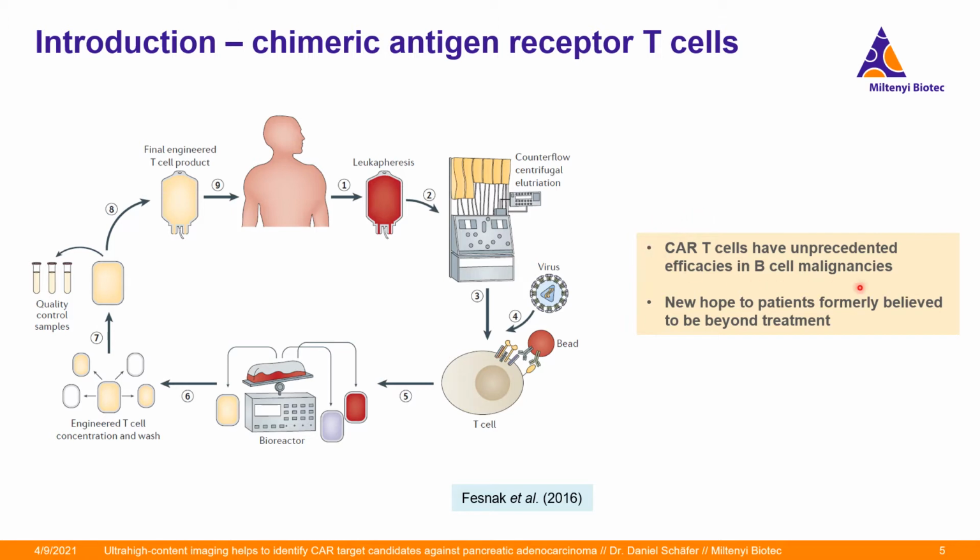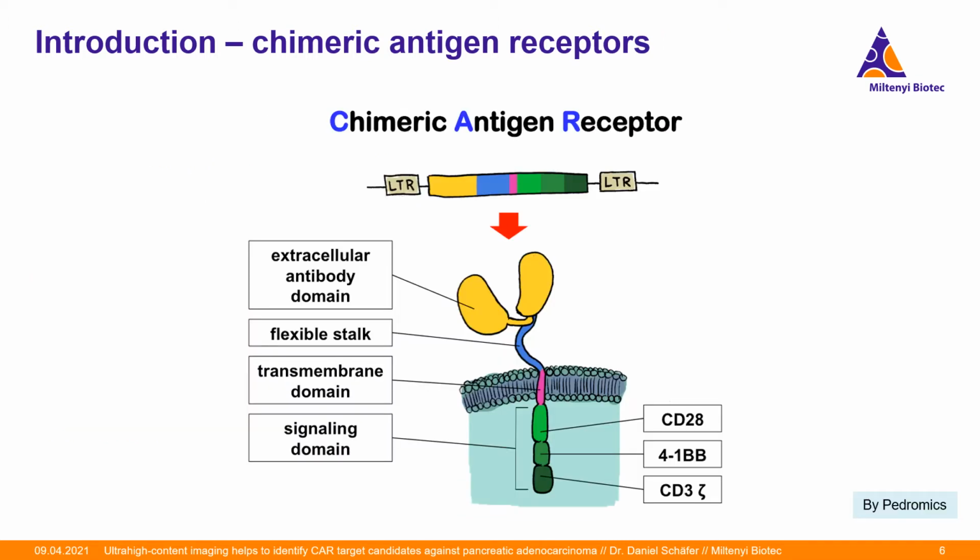They showed unprecedented efficacies in B-cell malignancies, and the treatment algorithm looks like this: we extract a blood sample, normally by leukapheresis, we isolate T cells, modify them genetically, then we expand them, and in the end reinfuse them into the patient. CAR stands for chimeric antigen receptor, and it normally consists of an extracellular antibody binding domain, a spacer region, a transmembrane domain, and intracellularly we find co-stimulatory and main stimulatory signaling domains that try to mimic the naturally occurring T-cell receptor signaling.